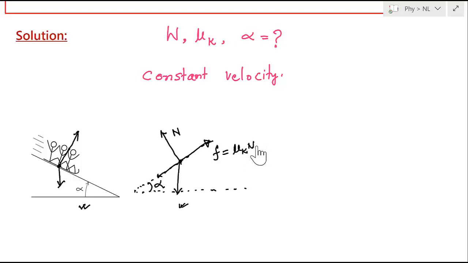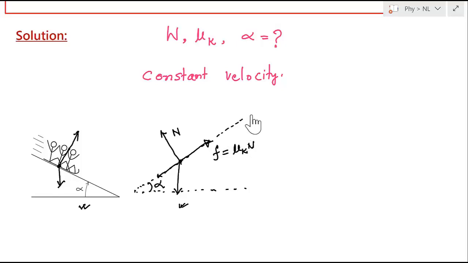Since this object is moving with a constant velocity, this friction will be kinetic in nature, and that's why we have taken mu k times N, not mu s times N. In this problem also, the mu k value is given. So we can use mu k times N to calculate the friction force. The magnitude of the friction force is mu k times N, and the direction of the friction force will be upward.